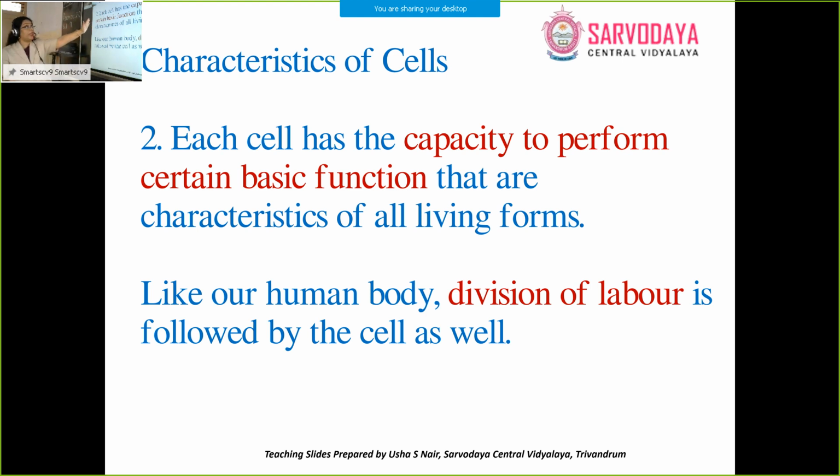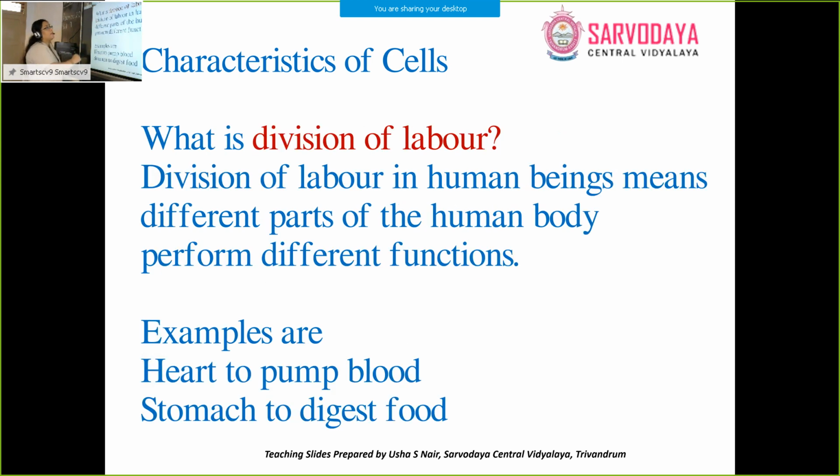I'll repeat the second point again. Each cell has the capacity to perform certain basic functions. That you have to know. And I've said that like in a human body, division of labor takes place. Now, what is division of labor? I could hear somebody asking, what is division of labor? Don't worry, it is given here.